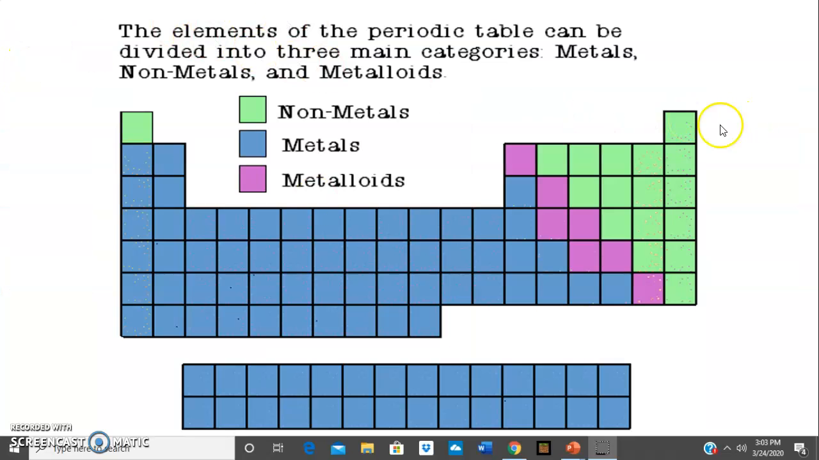All right, so the elements in the periodic table can be divided into 3 big categories. They are metals, that's all of these blue squares in here. These green ones are non-metals, and then there are metalloids, which are like the transition zone in between something that's a metal and something that's a non-metal. Metals and non-metals have special properties, and we'll talk about that in a future lesson.